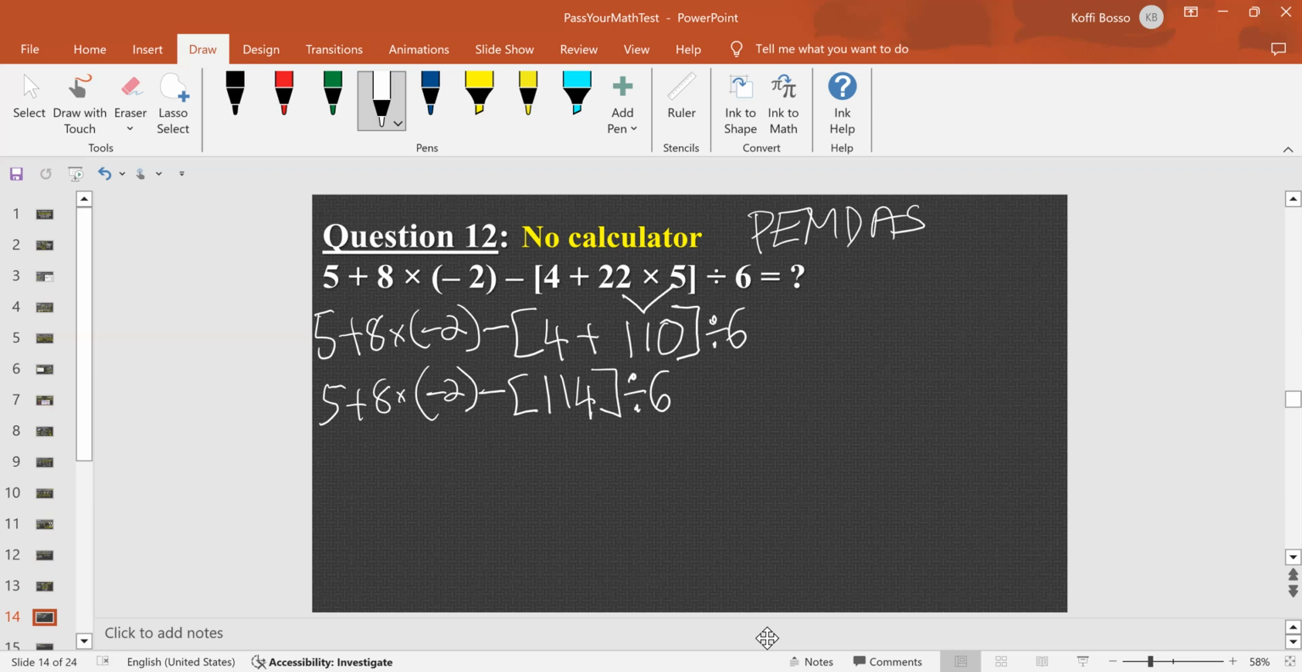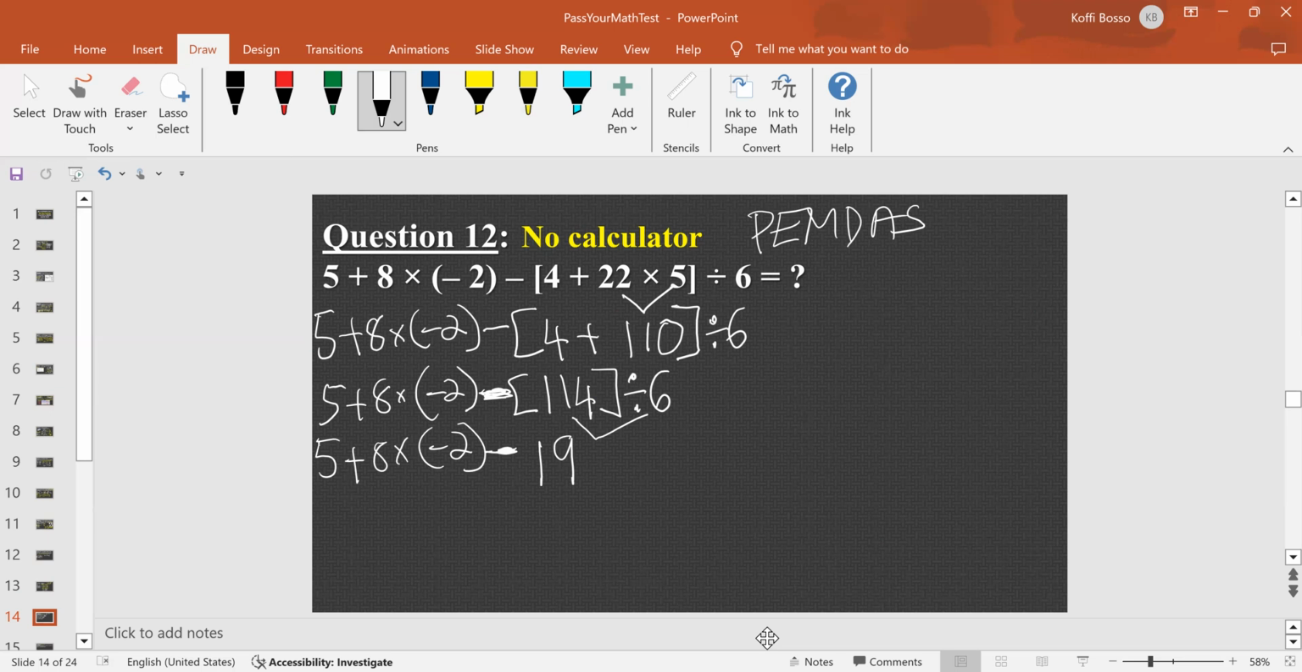Okay, so doing that, you're going to have 5 plus 8 multiplied by negative 2 minus. So what is 114 divided by 6? This gives you negative 19. Okay, because 114 divided by 6 is 19, and we have the negative sign here. That's why we have negative 19.